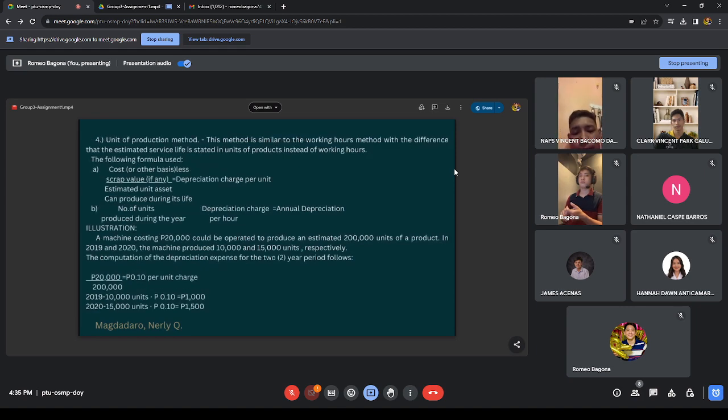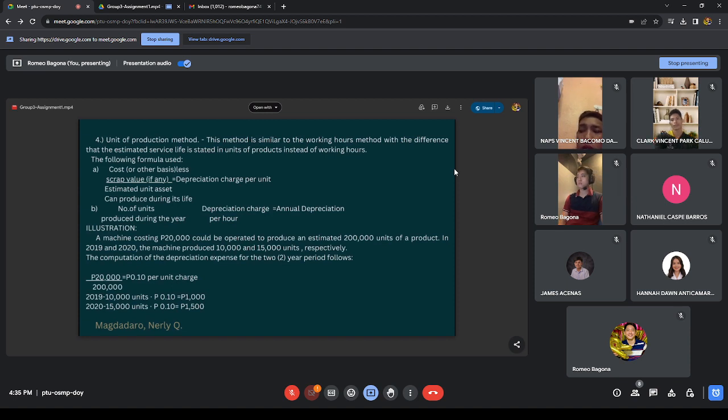This is the unit of production method. This method is similar to the working hours method, with the difference that the estimated service life is stated in units of product instead of working hours. The following formula may be used: the cost or other basis, less scrap value if there is any, over the estimated units the asset can produce during its life equals its depreciation charge per unit. And the number of units produced during the year times the depreciation charge per unit equals annual depreciation.